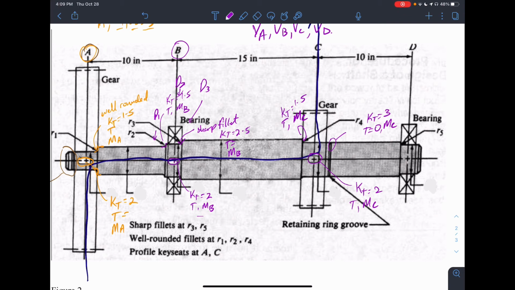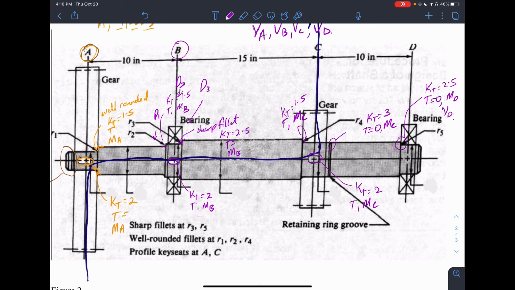Next up, we have the bearing. So the bearing at D, again, because we have a step there, and for the bearing it is a sharp fillet, so KT would be equal to 2.5. Our torque is 0 because the torque does not flow through there. Our moment will be MD, and our shear force will be VD. I think MD would be 0, but you could always check to make sure. And we will have a VD.